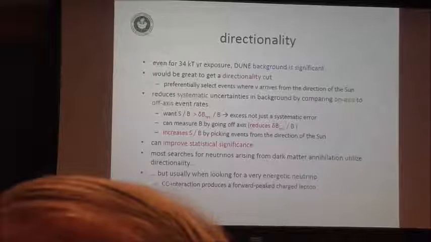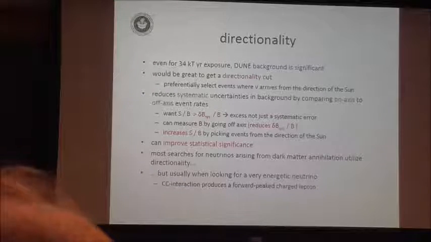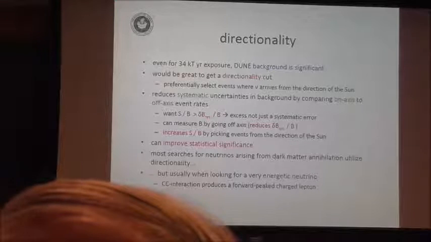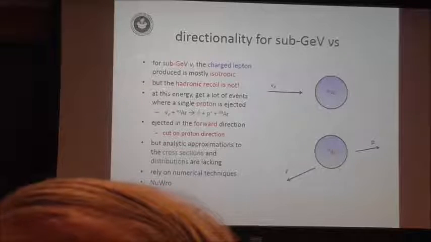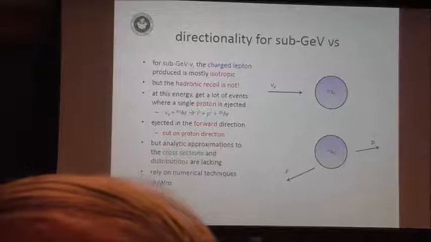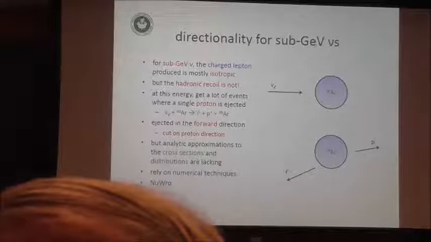But usually it's when you're looking for a very energetic neutrino, because again, the idea is that you're producing a charged lepton. You want a large energy so that the whole system is boosted away from the sun, so your charged lepton gets focused forward. And once you get to sub-GeV energies, you're essentially not boosting. Your center of mass frame is not boosted very much. The lepton doesn't get much of a boost. It's coming out roughly isotropically. But the nice thing is you can use the hadronic recoil, which is always going to be forward pointing.